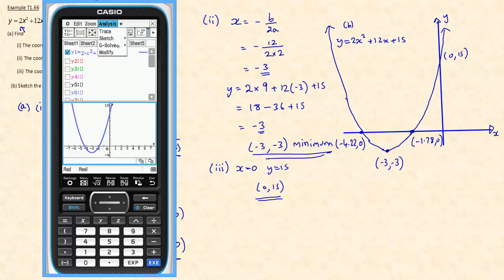And if we want the roots, we go analysis, gsolve, and we go for root, and it finds the first one, the negative 4.22. Hit the right arrow, it'll find the second one, negative 1.78. If we gsolve for the minimum, it will find that at negative 3, negative 3. And it'll also find for us the y-intercept at 0, 15.